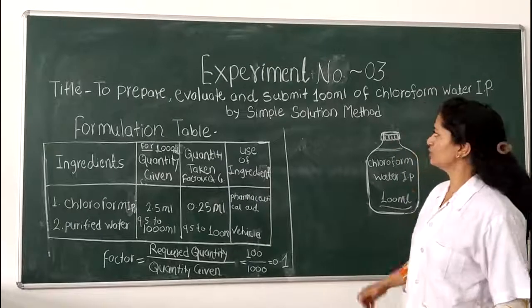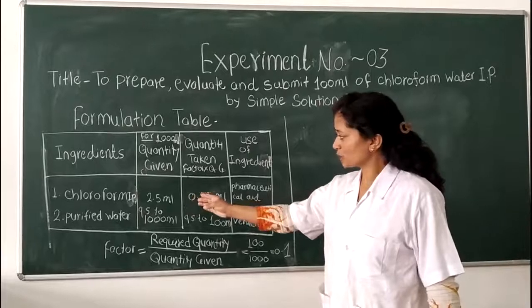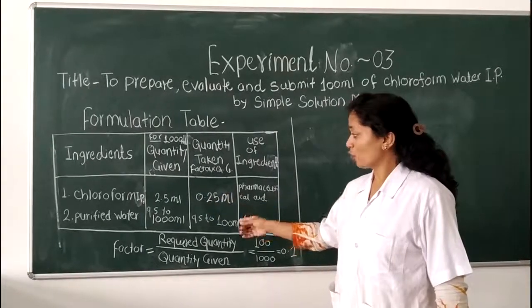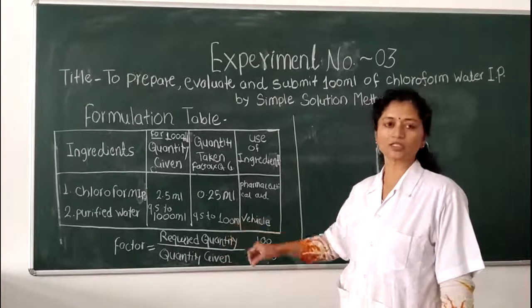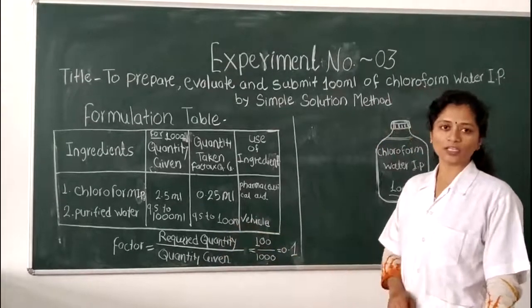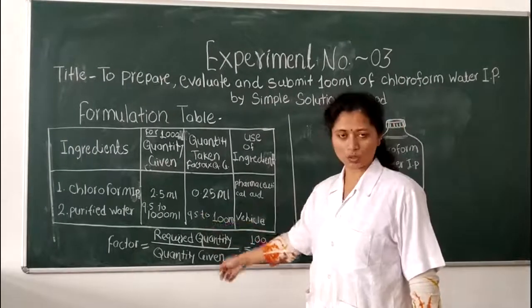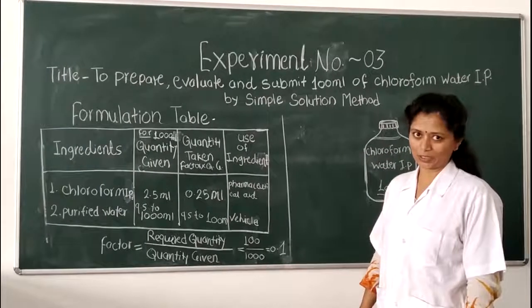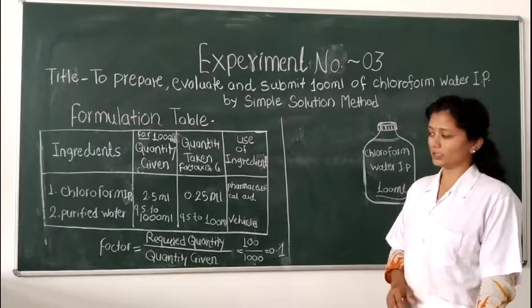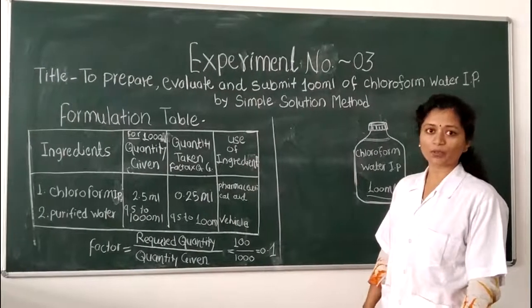For preparation of the chloroform water, the ingredient is chloroform 2.5 ml for 1000 ml. For preparation of 1000 ml, that is the formula given in the IP. For that, purified water is QS to 1000 ml. QS means quantity sufficient to prepare the 1000 ml. We have to give the formula for 1000 ml of preparation of the chloroform water.